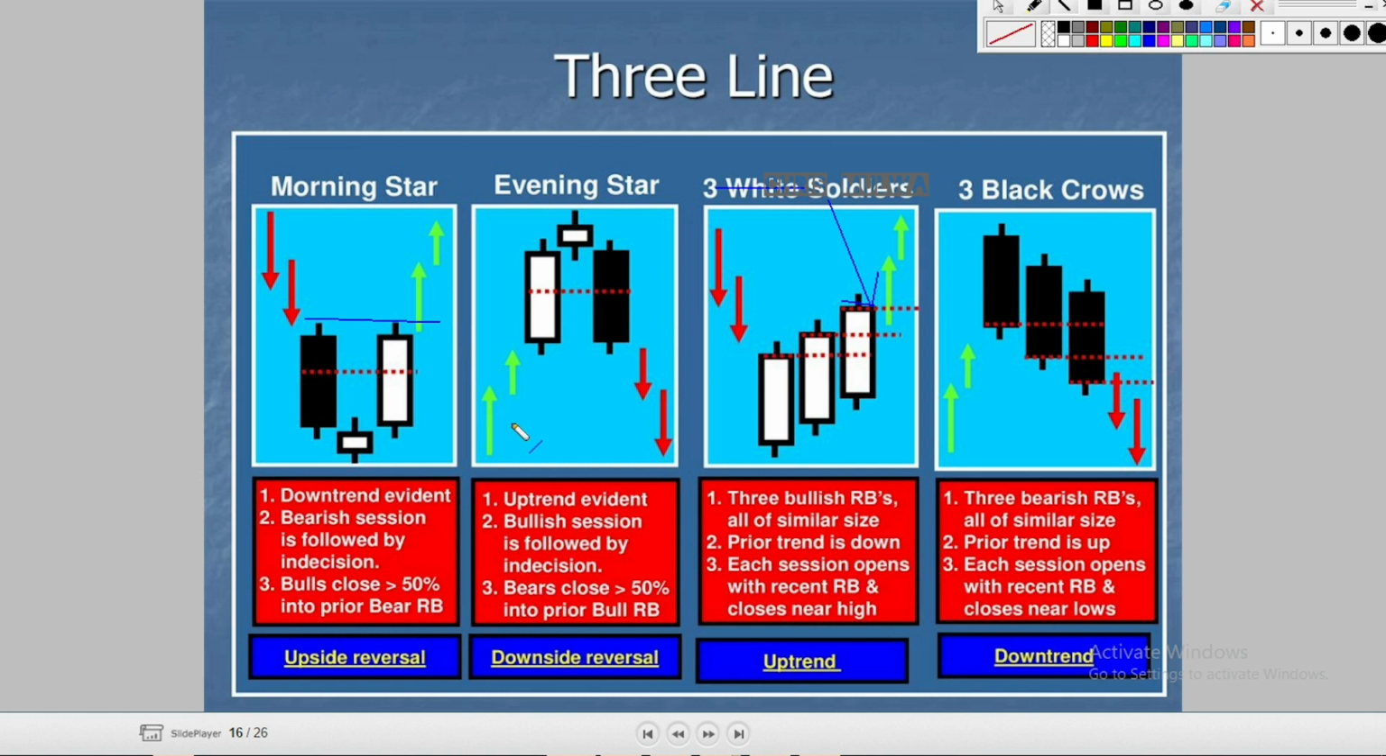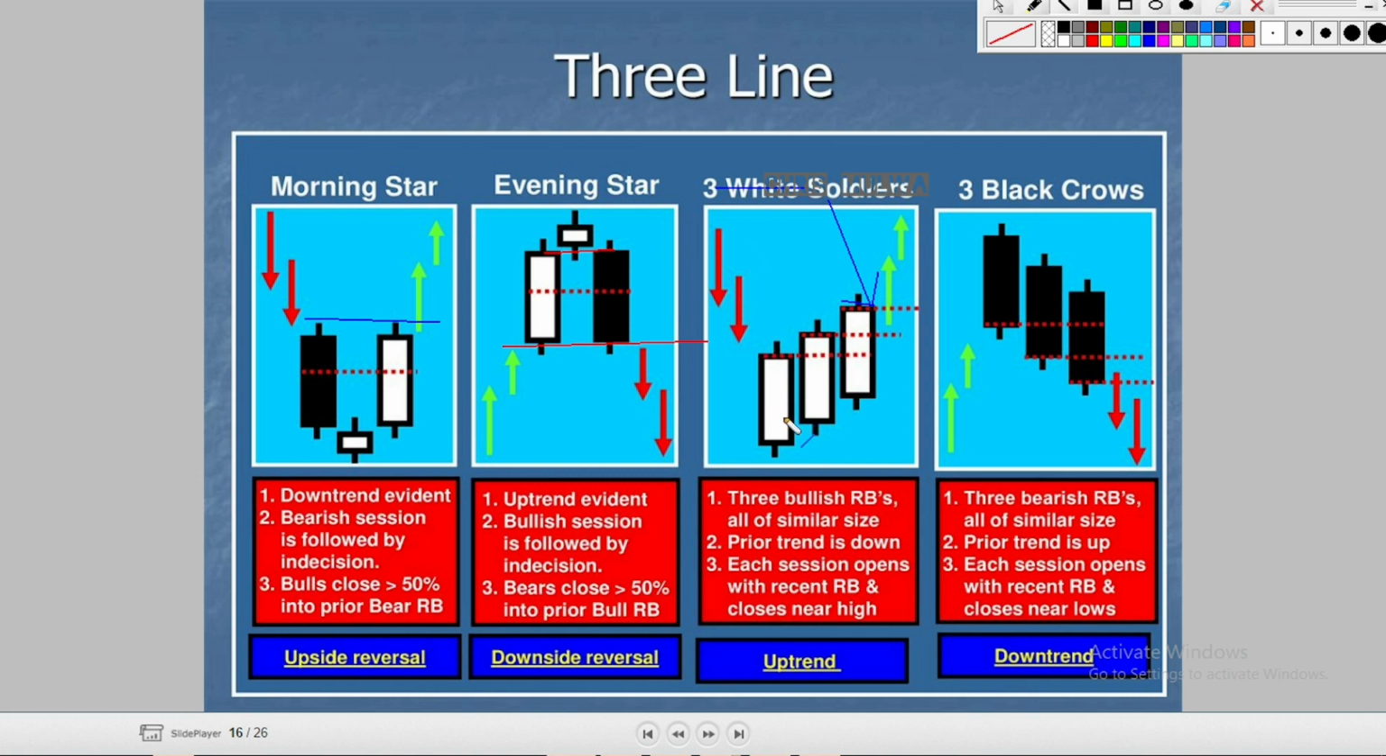Okay, if it is like this and we have the evening star, this one, we place our sell at this point. Please don't use the midpoint to place your sell.